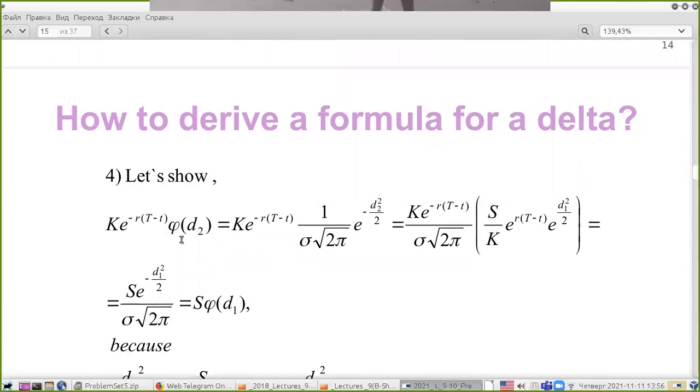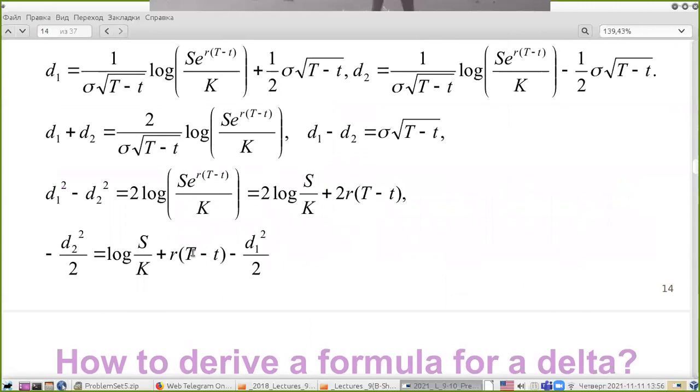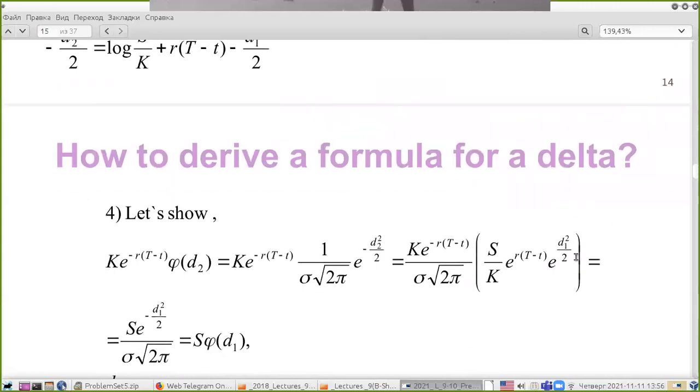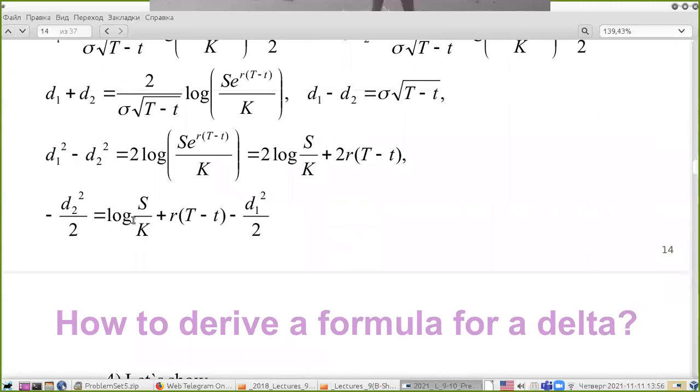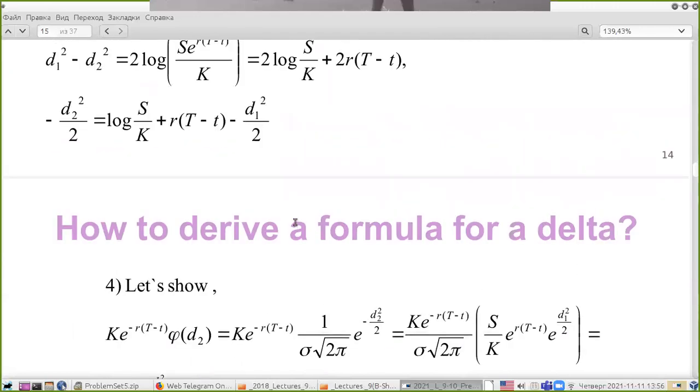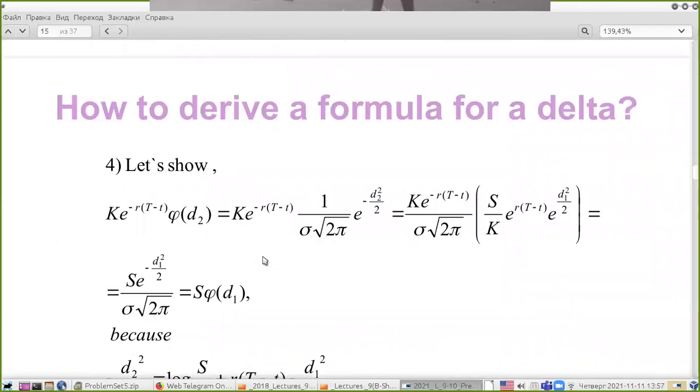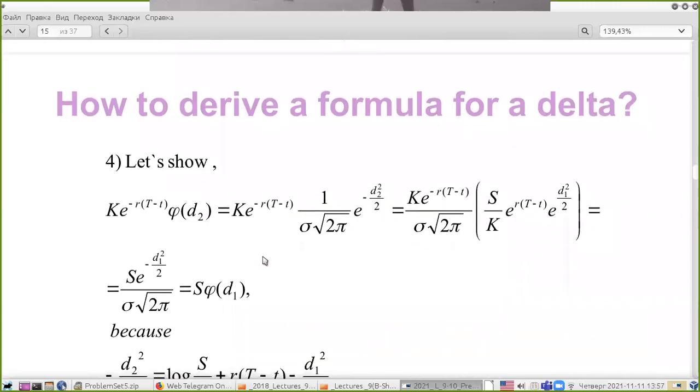Let's show this. Now we substitute the expression for phi from d2, because it's the density of the standard normal distribution, and you know this expression. After that, we substitute d2 squared divided by 2. In d2 it will be log of s divided by k plus r in this bracket minus, yes, and if we have e to the logarithm, according to the property of logarithm, it will be only s.